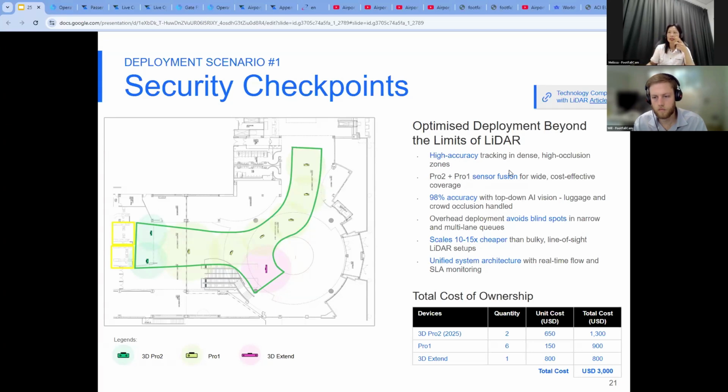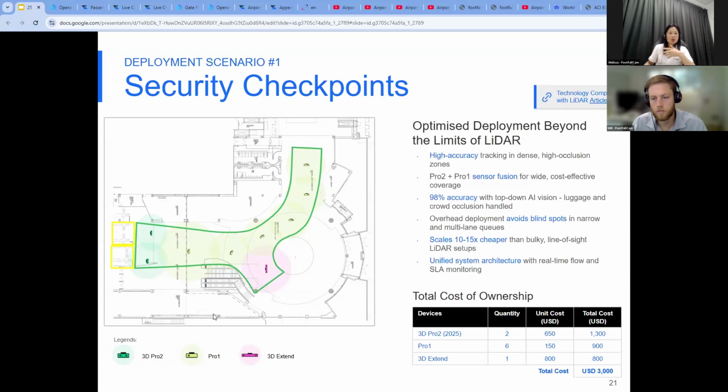The Pro 2 acts as the main brain, and then you have the Pro 1 extending its coverage across a wide area. And now you could have combined different low ceiling and high ceiling in that zone. Then you can also use the 3D extend, even across a complex and crowded queuing zone.